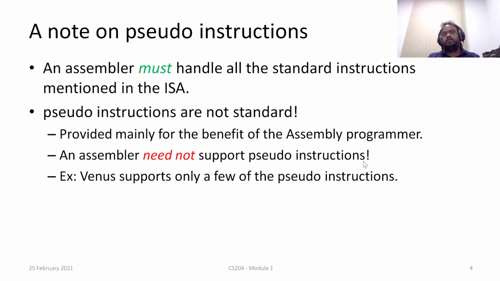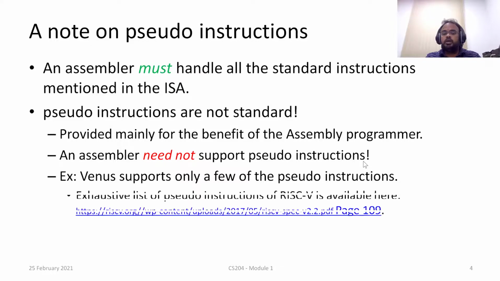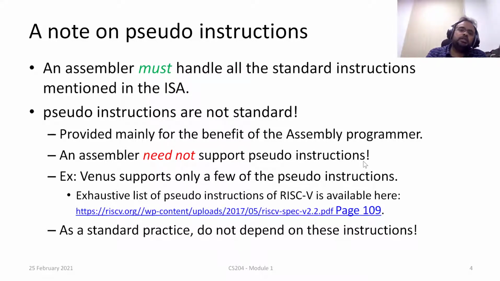For example, Venus does not support all the pseudo instructions that RISC-V has, or people have come up with using RISC-V. It has support for only a few. If you want to look at the exhaustive list of all the instructions and the pseudo instructions of RISC-V, you can check the link provided here. Very few are supported by Venus, but we can't say that Venus is not for RISC-V, because it still supports all the standard instructions. So keeping this point in view, I am suggesting all of you not to heavily depend on these pseudo instructions. Try to use the native or the standard instructions of RISC-V to get your problems done.